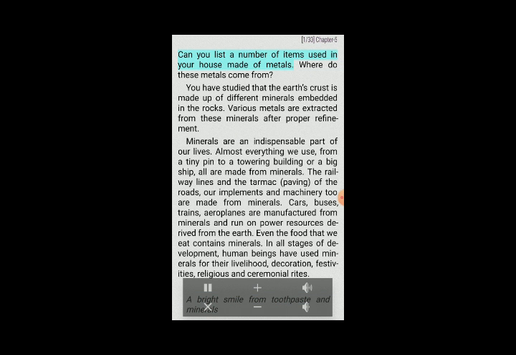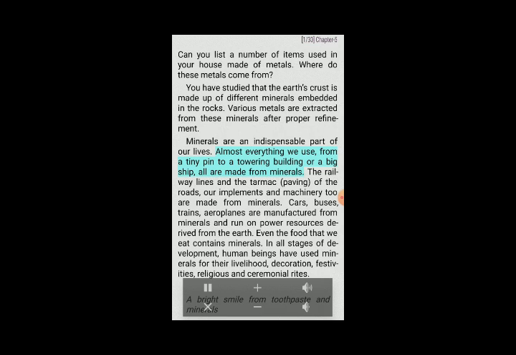We use different things in our daily life made from metal. Can you list a number of items used in your house made of metals? Where do these metals come from? You have studied that the Earth's crust is made up of different minerals embedded in the rocks. Various metals are extracted from these minerals after proper refinement.